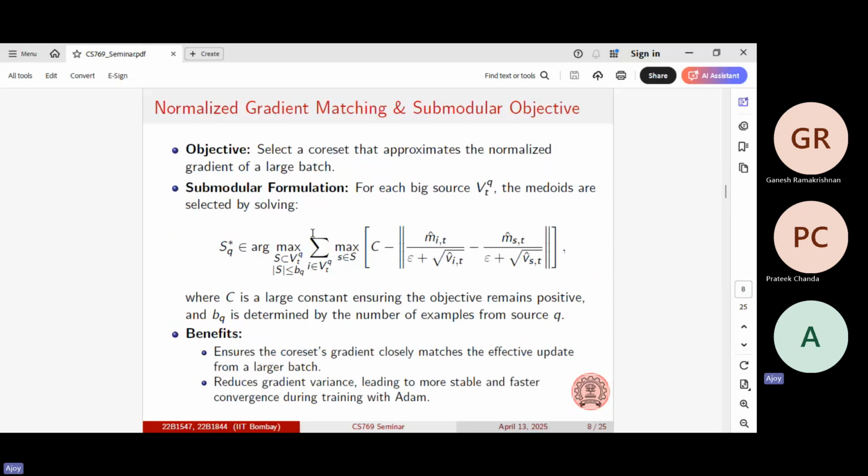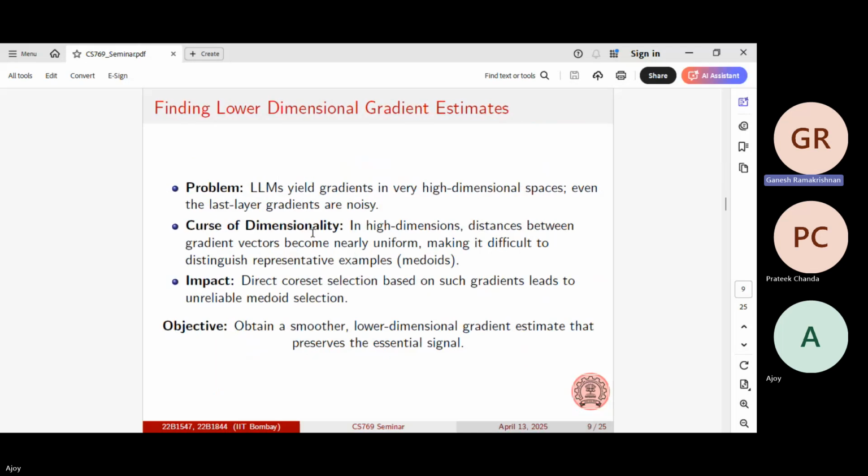That's standard. But what we are trying to do is, using this, find the best possible medoids, incorporating the Adam optimizer normalization. So instead of a naive gradient matching, we are trying to match the Adam optimizer's normalization update.